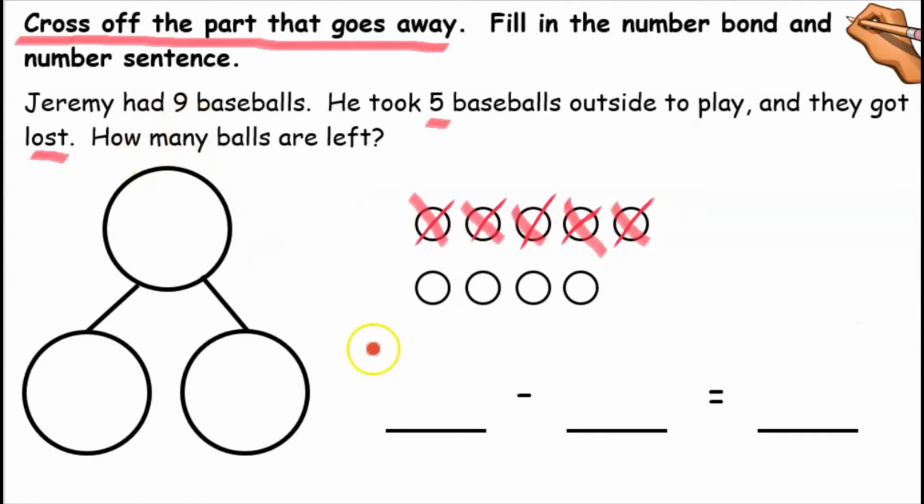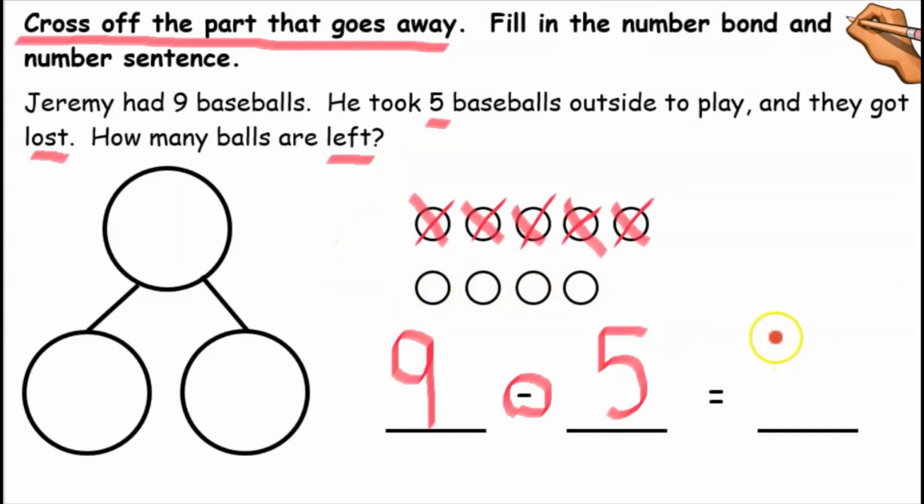Okay, we started with 9 baseballs. I'm going to start with my number sentence first. Starting with 9, we're minusing, we're taking away, so that means we start with our bigger number. 9 minus 5, because 5 baseballs were lost. He couldn't find them. Then we need to know how many are left. How many did he still have? He had 1, 2, 3, 4. He had 4 baseballs left. 9 minus 5 equals 4.